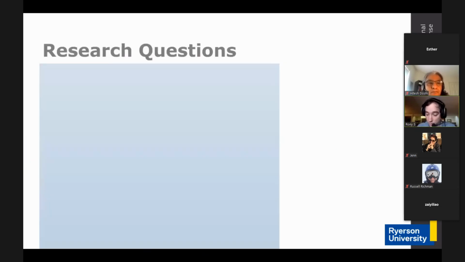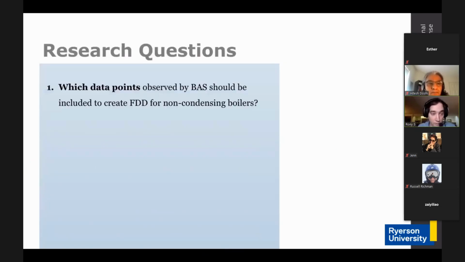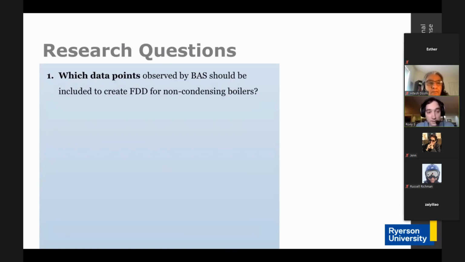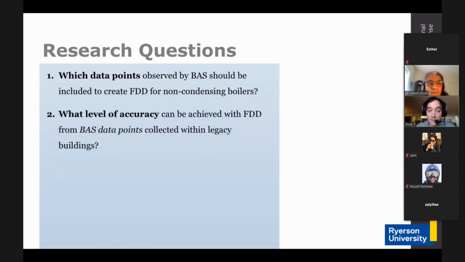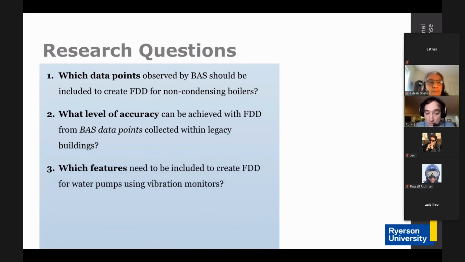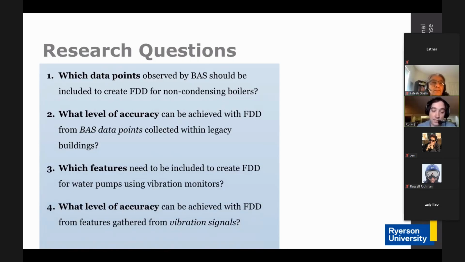Now, the research questions that came out of this include the following. Firstly, we asked what data points observed by the BAS should be included to create FDD for non-condensing boilers. We asked what level of accuracy can be achieved with those observed BAS points. Third, we asked which features need to be included to create FDD for water pumps using vibration monitors. And finally, what level of accuracy can be achieved with those features.